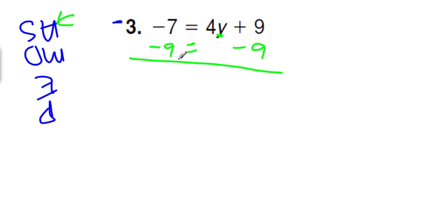Quality matters. Always, always, always. -7 minus 9. They're both negative, so it becomes more negative after we combine them. So that's -16 equals 9 minus 9 is nothing. So all that's left is 4 times y.